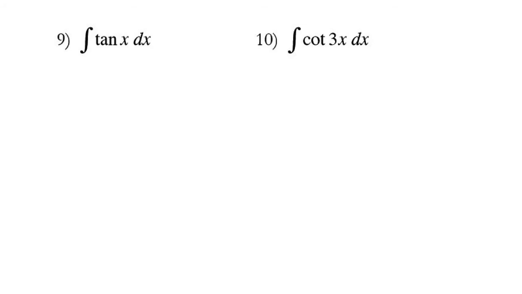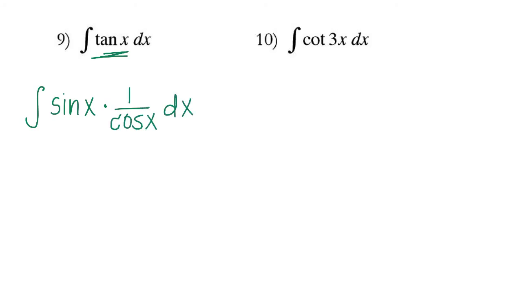Okay, now let's talk about some trig in this. When we integrate tangent x, we are so tempted to say that that is secant squared x, but it is not. We have to be careful. And let's think about this. Tangent x is really the same thing as sine over cosine, which is sine x times 1 over cosine x dx. It's a good way to think about tangent x.